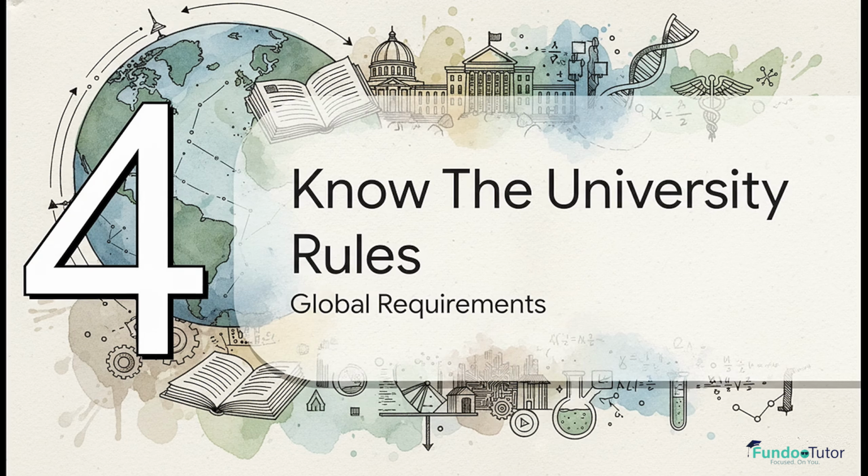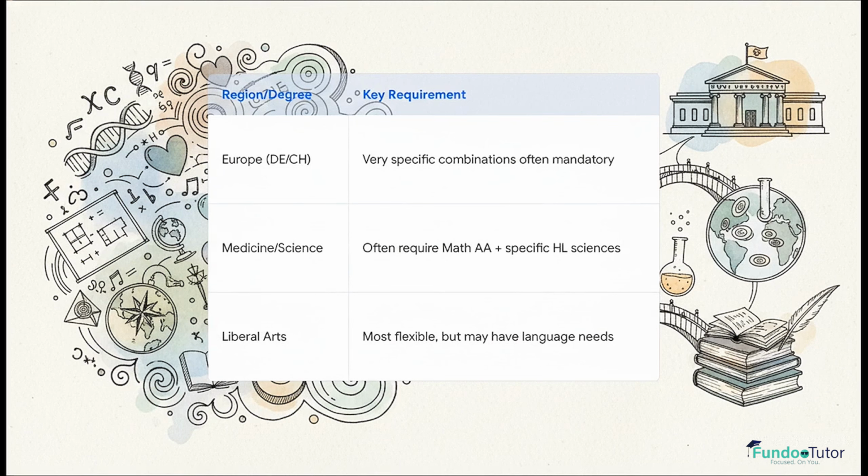Okay, I cannot stress this next part enough. It is great to pick subjects you're passionate about, but you absolutely have to check the specific admission rules for the universities and even the countries you want to apply to. And I'm not kidding, the rules can be wildly different depending on where you look.